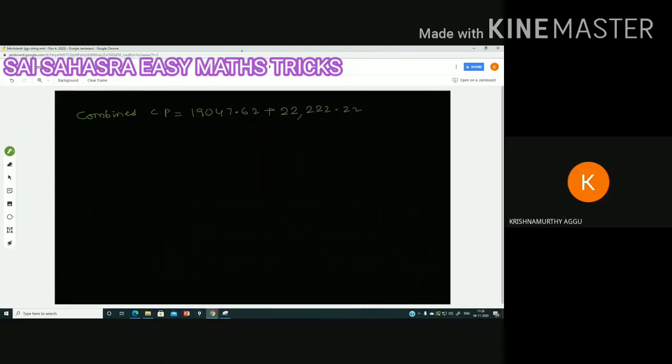Adding these two, let me do the calculation. 2 plus 2 is 4, 6 plus 2 is 8 for this point. 7 plus 2 is 9, 4 plus 2 is 6, 0 plus 2 is 2, 9 plus 2 is 11, 1 carry over, that 1 plus 2 is 3, plus 1 is 4, 3 plus 1 is 4. 41,269.84 rupees is the combined cost price.